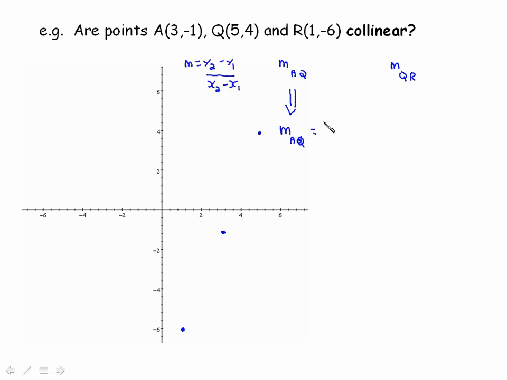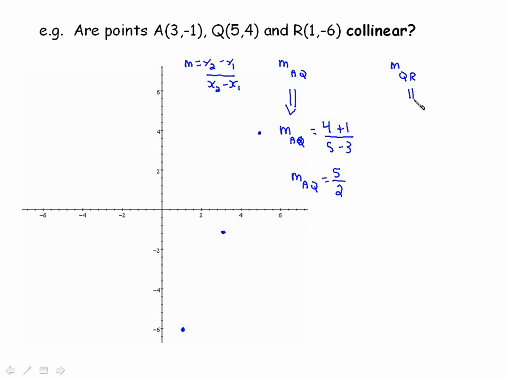So subtract the two y coordinates and you get 4 minus negative 1, which is 4 plus 1. Watch your negatives carefully. Minus negative becomes plus. And then 5 minus 3 on the bottom. So MAQ is equal to 5 over 2.